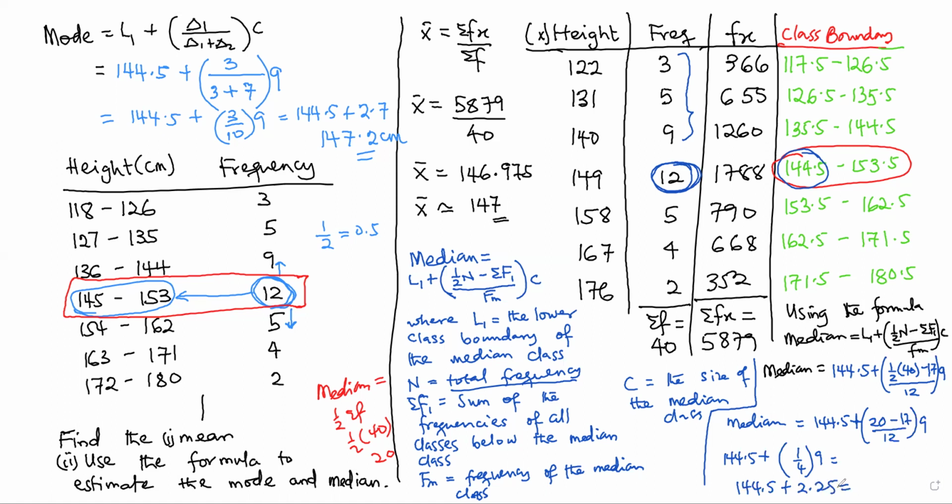Okay. So we'll be getting 146.75 centimeters to be the median. So that's how we solve questions like this. Yes, we need to do all of them on one page so that we can easily see the distribution table as we are working alongside. I hope it is clear.